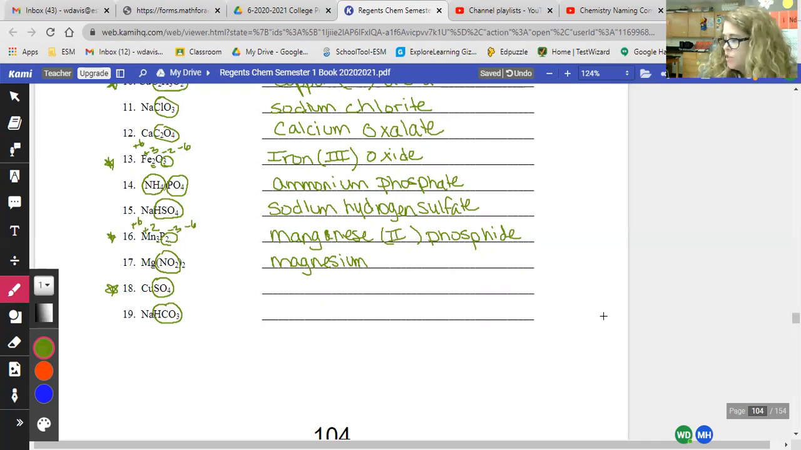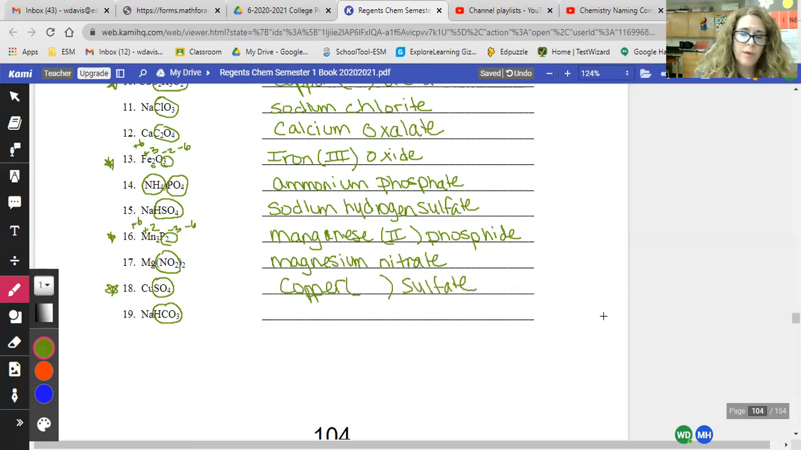And then I need to go to table E, and this is nitrate, and just copy that down. I know I need a Roman numeral, and I know I need table E. So copper, and then sulfate. And then I'm going to put my parentheses right here, and then I have sulfate.